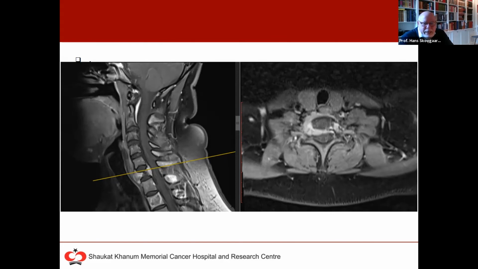I guess this patient gets both chemotherapy and anti-estrogen, isn't that right? Because she's estrogen receptor positive, a very highly estrogen receptor positive.